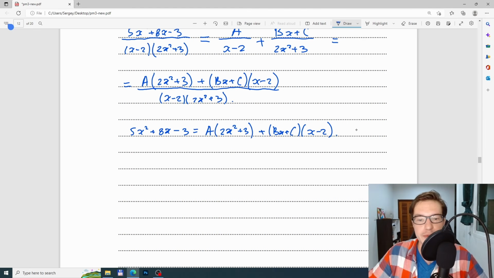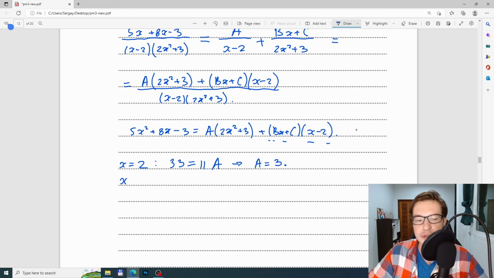So that means I can substitute whatever x I find convenient. So for example, first of all, I'm going to substitute x equals 2. That gives me an opportunity to cancel out this bracket, because we have x minus 2. So when I substitute it on the left side, I will get 33 equals A times 11. And that means A equals 3.